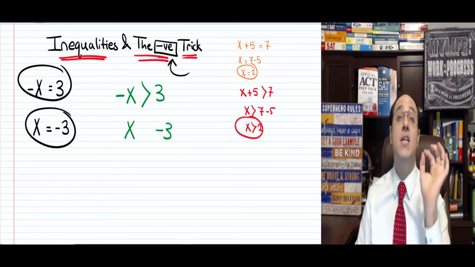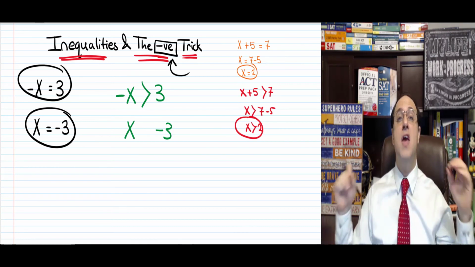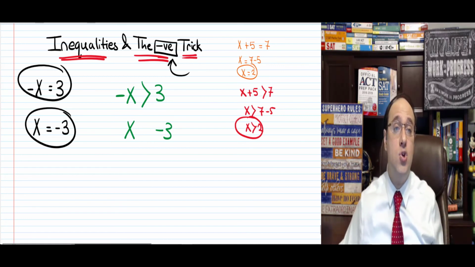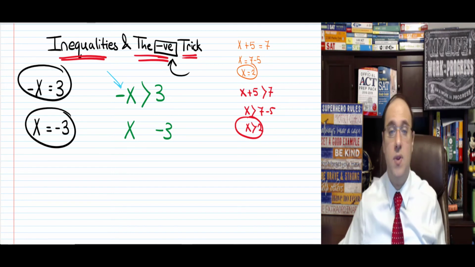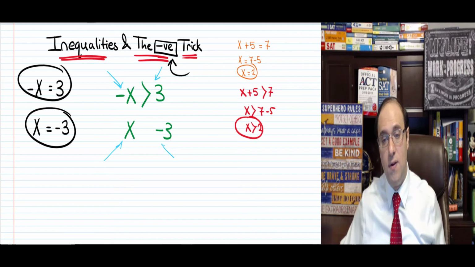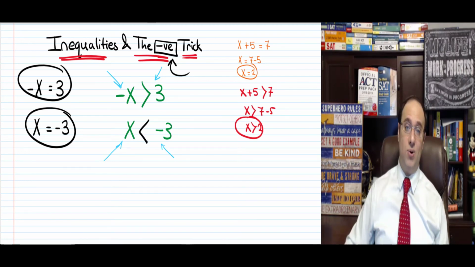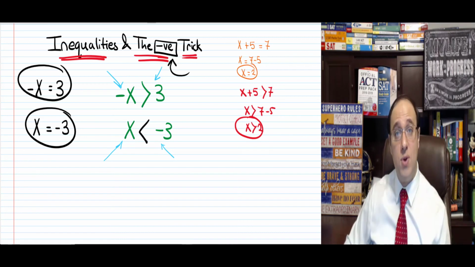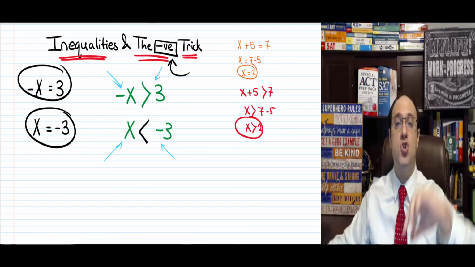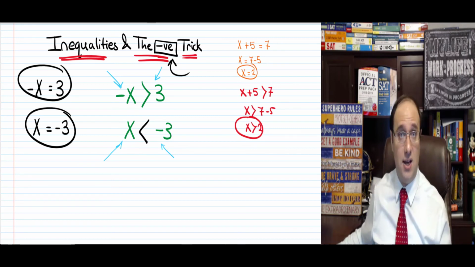But right here on the right in green, this is an inequality. It's greater than or less than. There is a different relationship here. It's not equals. So when you have a negative and a positive that you will flip, you'll make this positive and this one negative, you must also flip the sign in the middle. So negative x is greater than 3 becomes positive x, negative 3, but you have to switch the sign. So it becomes x is less than negative 3.